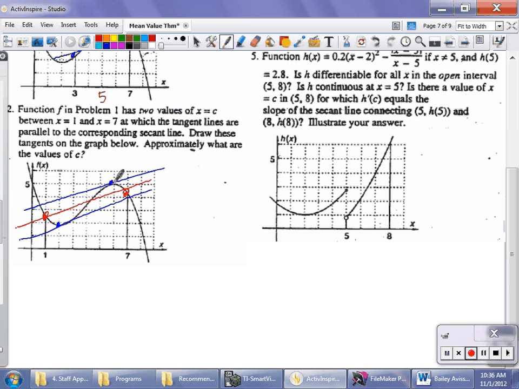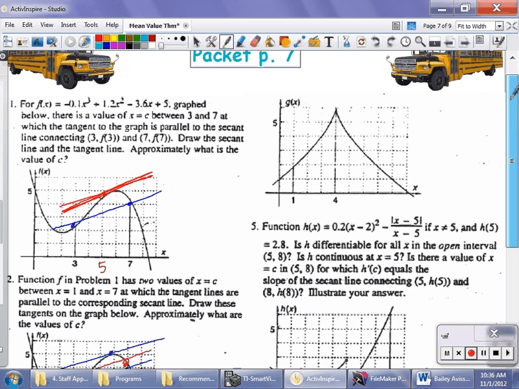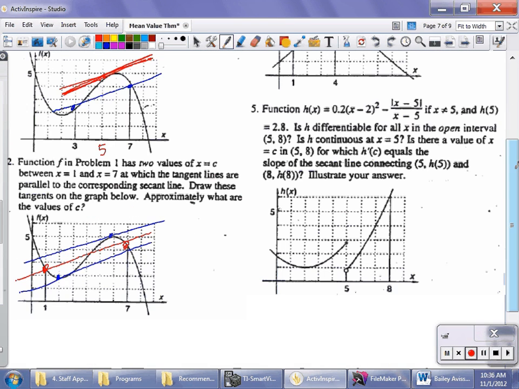And then the other 2 functions, the mean value theorem doesn't apply because the function is not differentiable in the next one at 4, and not continuous at 5. Oh, actually, they tell us to start from 5 to 8, so that one would work. So this is the mean value theorem. Hope that helps you out. Watch as needed.